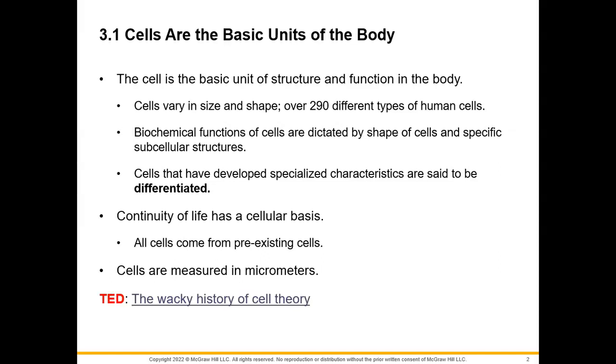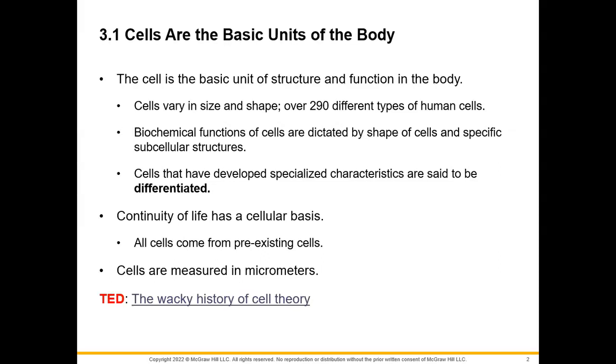The cells vary in size and shape. In our bodies, there's over 290 different types of human cells. The biochemical functions of cells are dictated by the shape of cells and the specific subcellular structures that are present. Cells can develop specialized characteristics, and when they do, they are said to be differentiated.